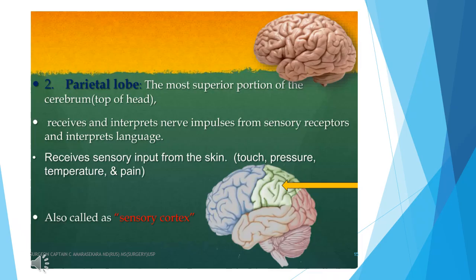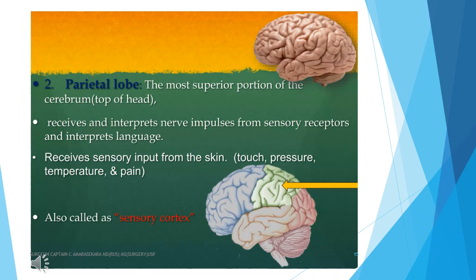Parietal lobe, it's for sensory integration and spatial awareness. Let's now shift our focus to the parietal lobe, the more superior portion of the cerebrum, positioned at the crown of the head, just posterior to the central sulcus. This lobe is the brain's sensory hub.